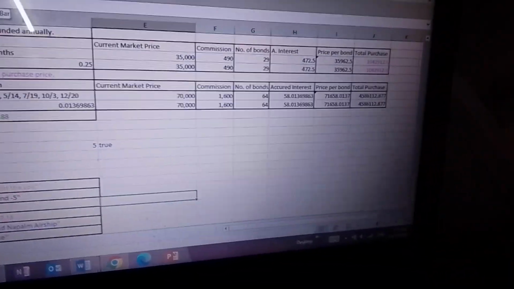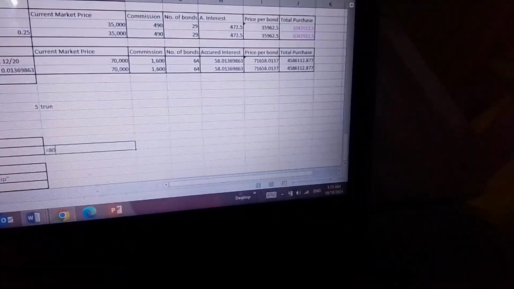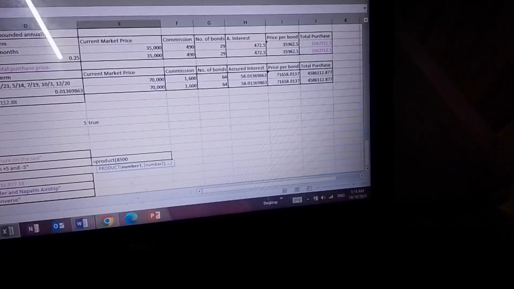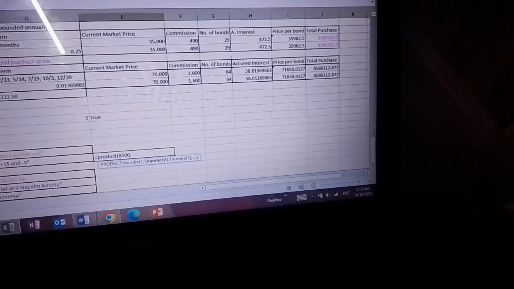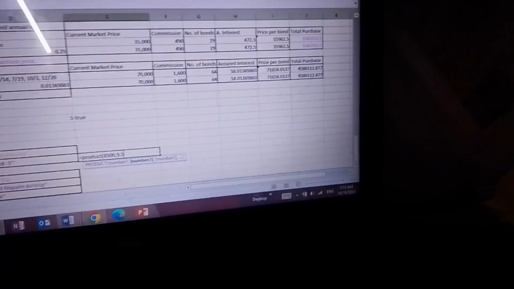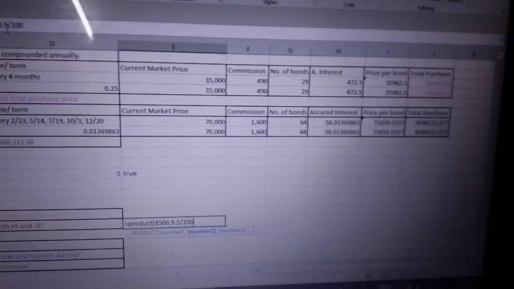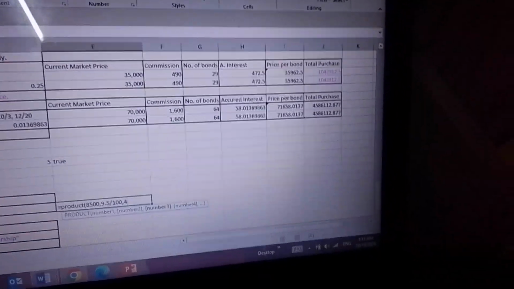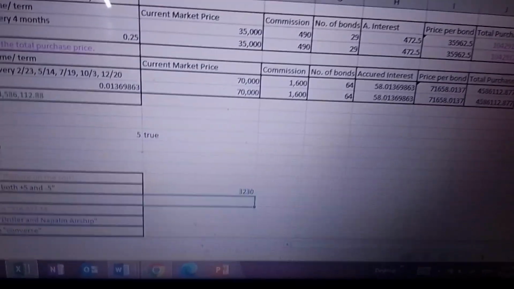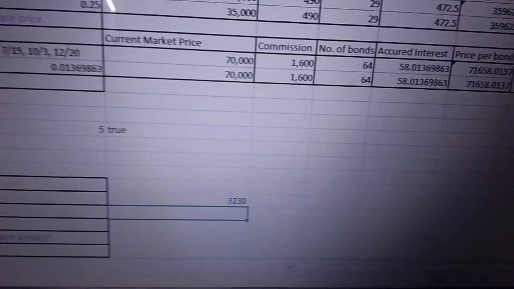To verify, let's also do this. We have 8,500, 9.5 divided by 100, 4 years. Right, you get 3,230. And that is true.